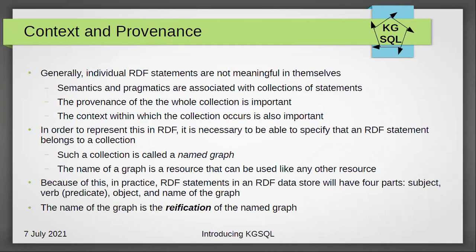But it has an interesting consequence. In practice, in an RDF data store, you have to actually have 4 parts for each of your statements: the subject, the verb, the object, and the name of the graph. So RDF statements are actually quads, not triples.